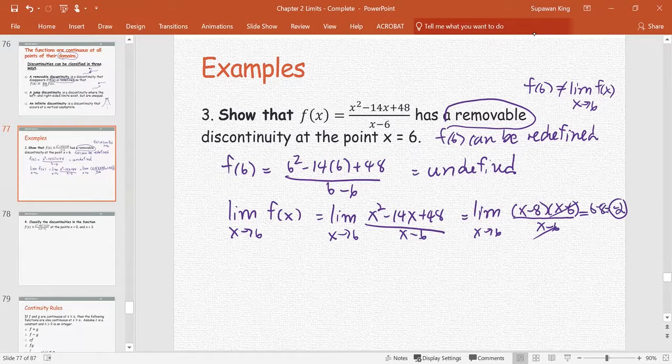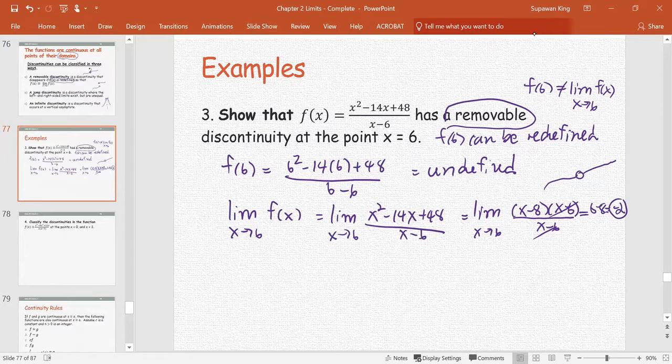But at x equals 6, the function is not defined. So this is the case where the graph has a hole at x equals 6, because the function is not defined, going to be the empty circle, and then keep going with the same value of the limit from the left. So the left-hand limit and the right-hand limit values are the same. Therefore, the limit does exist, but the function is not defined.